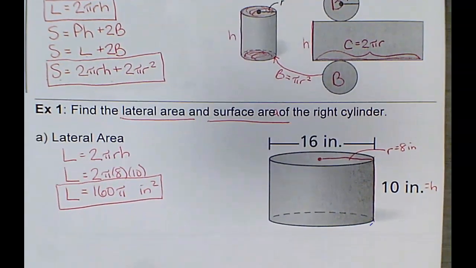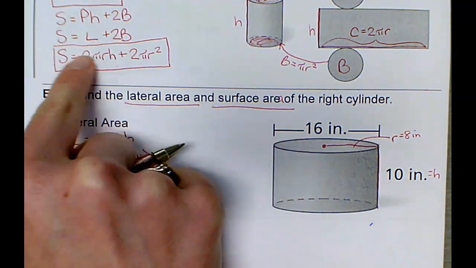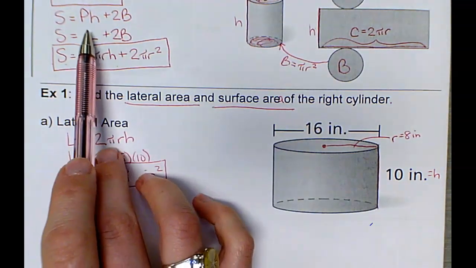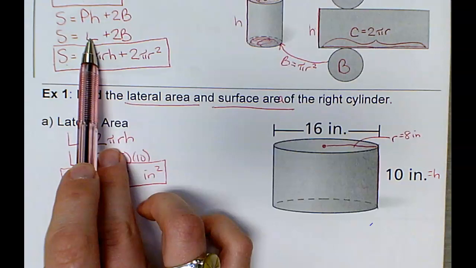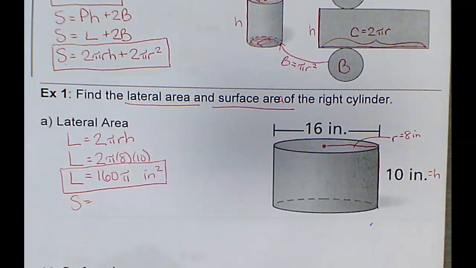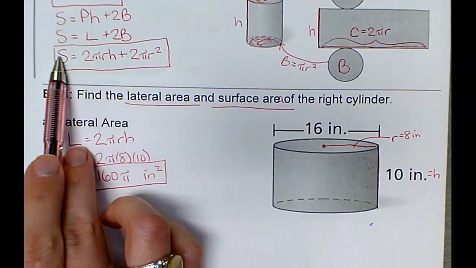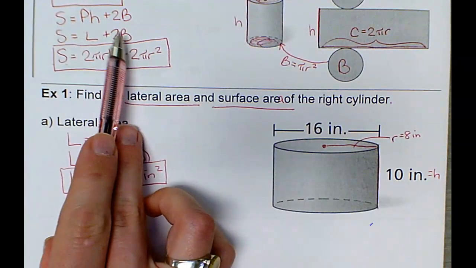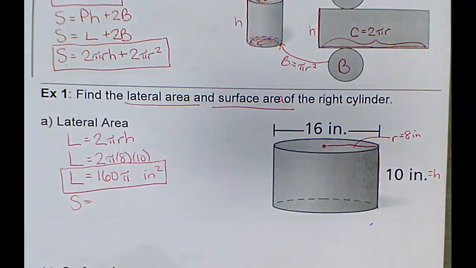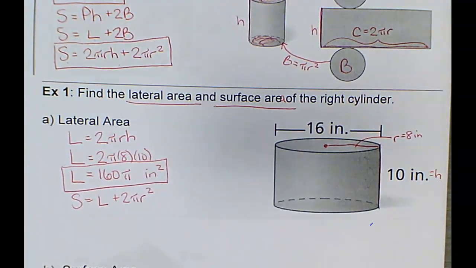And now I want to find the total surface area. Now I've got 3 formulas to pick from. I have the more basic formula, I have the basic formula with this replaced with the lateral surface area, and then I have everything written out in detail. So it doesn't matter which one you use. I'm going to use a combination of the bottom one and this one, because I'm just going to take my lateral area from the problem and insert it right here. So lateral area plus 2 pi r squared will give me my surface area.